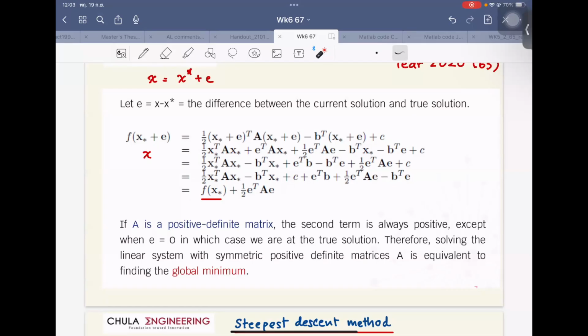So that's why we call it minimization. When A is positive definite, this term is always positive by the definition of positive definite, multiplied by any non-zero vector. It will be 0 only when e is 0, and in that case x becomes x star, your true solution, the minimum point. So we can think that solving the linear system is equivalent to finding the global minimum of f.